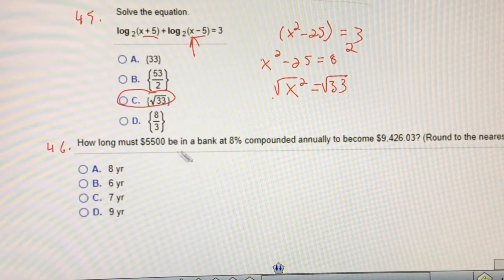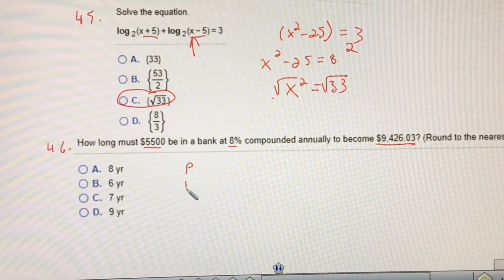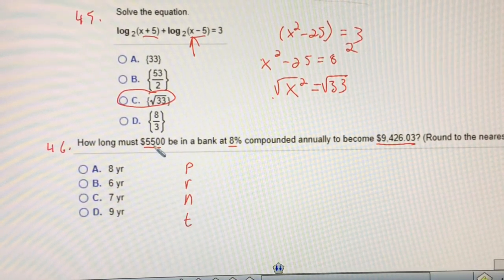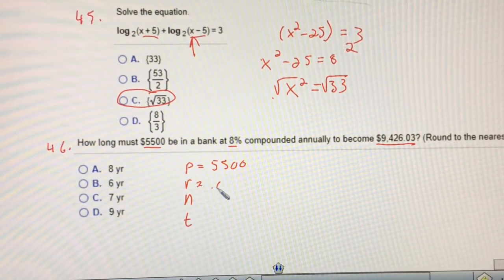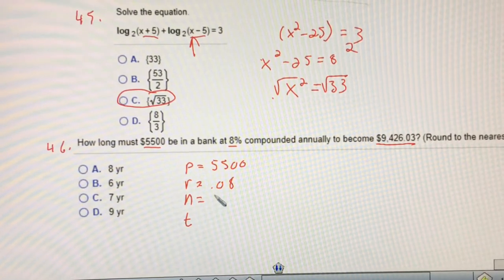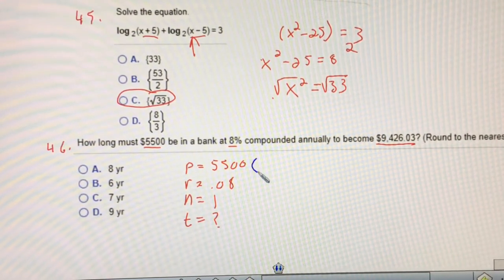Next problem is a print, I believe. How long would 5,500 be in a bank at 8% until it becomes that? So this one, if I go to do the print, you can do it 2 ways. The print, the original amount is that 5,500. The rate is 0.08. Compounded annually, that means n equals 1. And we don't know the time. So I'm going to set up my normal template.